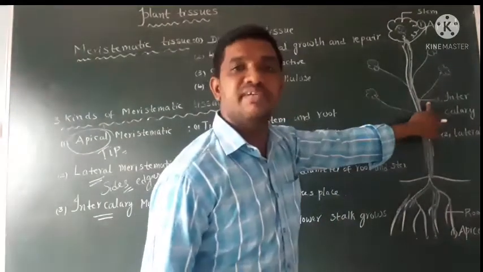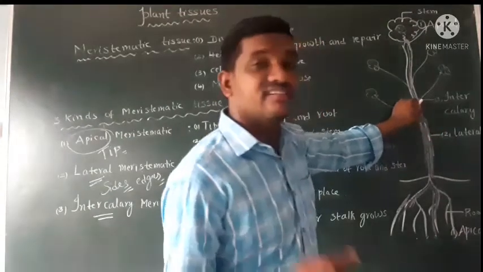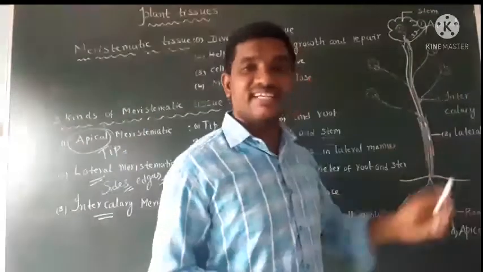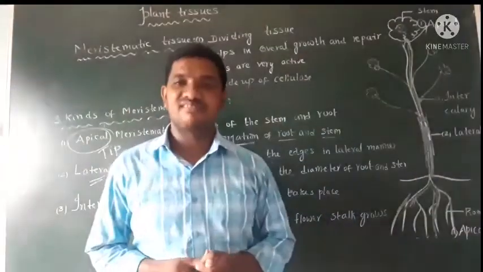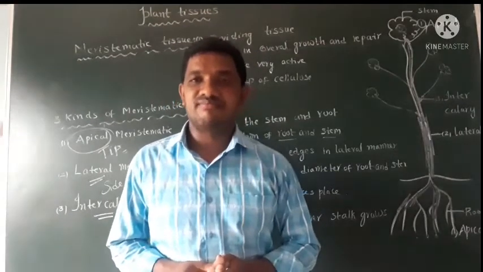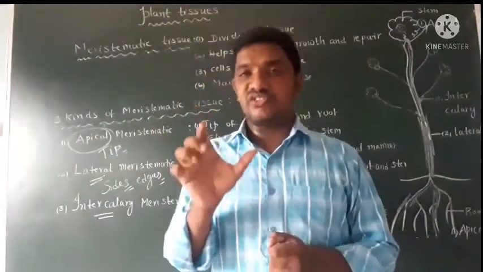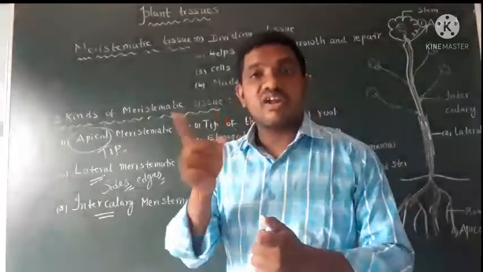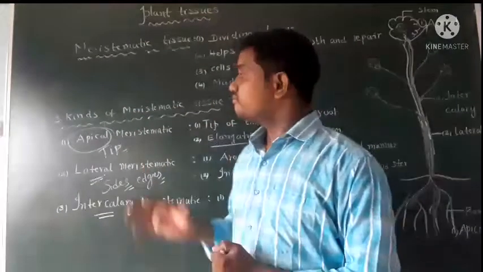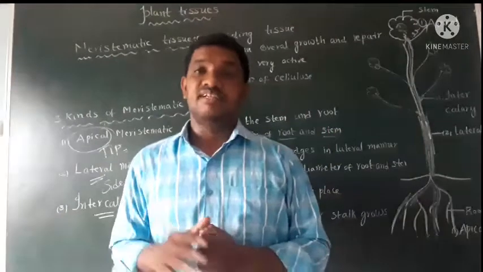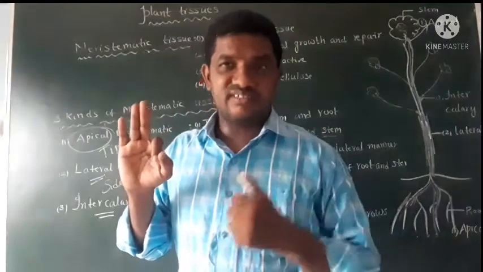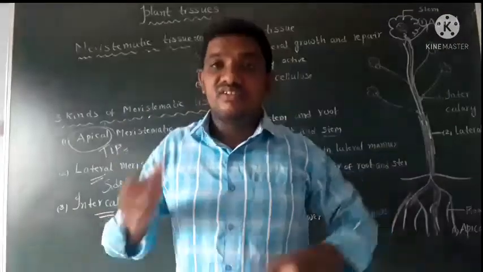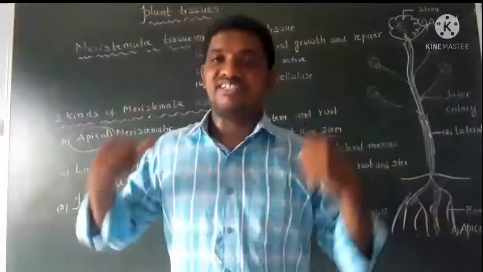Third one is intercalary meristematic tissues. For example, this is intercalary, the part where branches are arranged. Do you understand, children? See once again, meristematic tissues are continuously dividing cells. These are very active, which helps in overall growth and repair of the plant body, and it is made up of cellulose. There are 3 kinds of meristematic tissues: apical, lateral, and intercalary meristematic tissues.